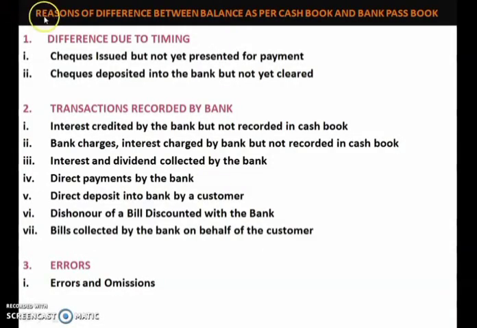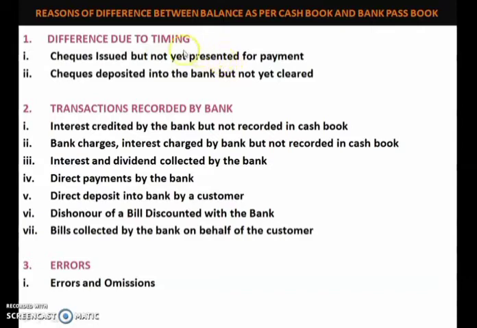Now let us see what are the different reasons of difference between the cash book and passbook. The first reason, they are classified into three parts. That is, the first reason may be because of difference in timing. So under these two categories are the check issued but not yet presented for payment. That means we have issued a check to one of our suppliers, one of our creditors. We have issued the check, but that creditor has not presented that check to the bank for payment.